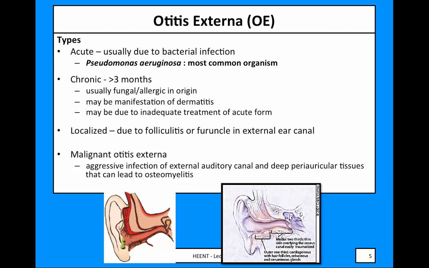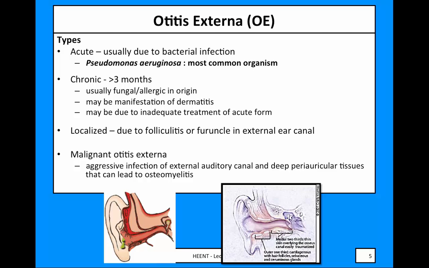Types of otitis externa include acute and chronic, but you can also have localized and malignant. Acute is usually due to bacterial infection. Most common is Pseudomonas aeruginosa. Chronic is 3 or more months of otitis externa, usually fungal or allergic in origin, and may be a manifestation of dermatitis such as psoriasis or eczema. It may be due to inadequate treatment of the acute form as well.